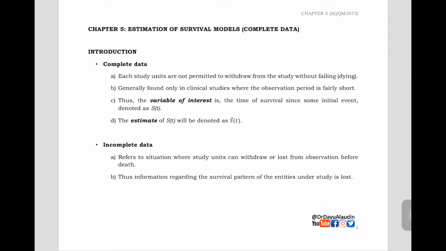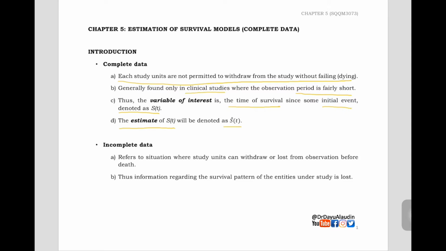Complete data means each study unit is not permitted to withdraw from the study without failing or dying. It is generally found only in clinical studies where the observation period is fairly short. Thus, the variable of interest is the time of survival since some initial event, denoted as S(T). The estimate of S(T) will be denoted as S hat, S(T) with the hat.